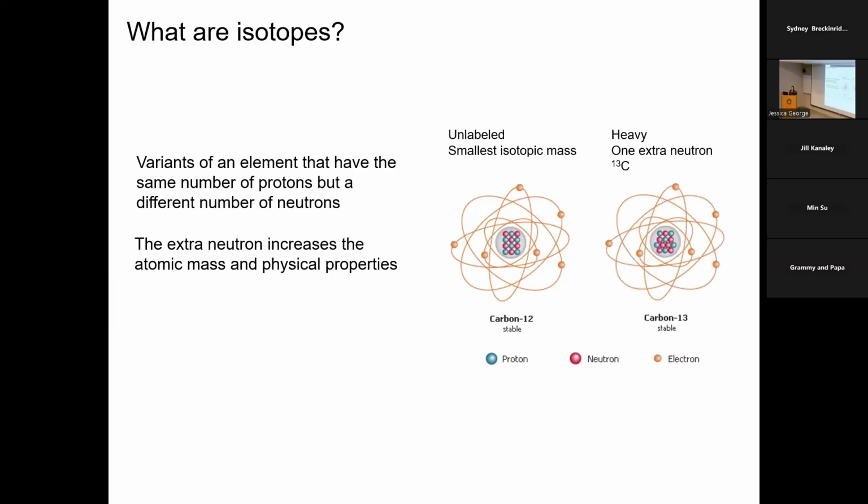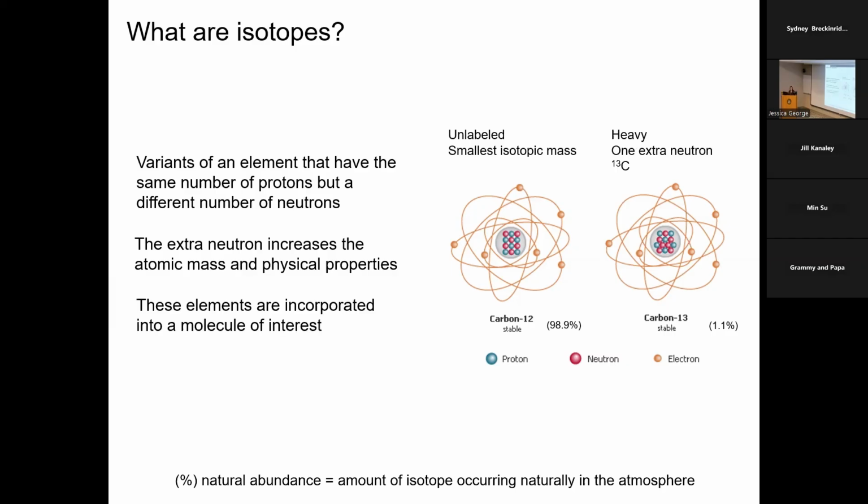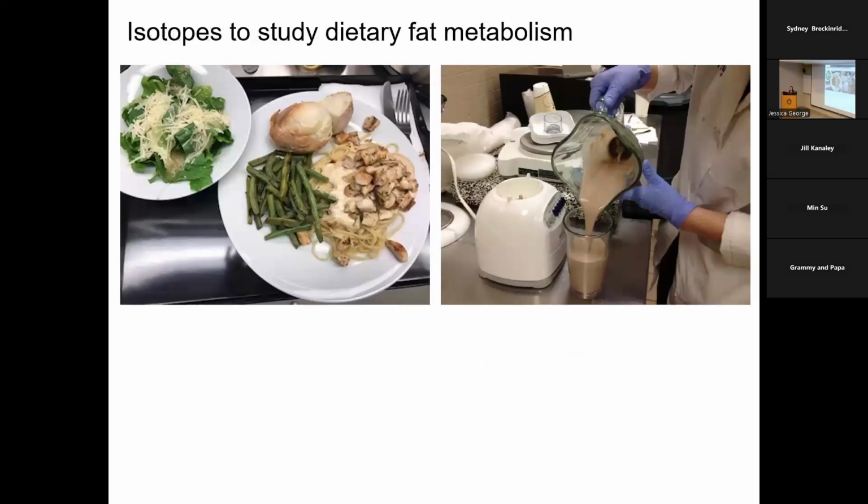In the heavier stable isotope, carbon-13, there's one additional neutron, which increases the atomic mass and physical properties of the element. Isotopes occur naturally in the atmosphere, and for carbon, about 99% is carbon-12, with 1% existing as carbon-13. These elements are incorporated into a molecule of interest, such as a fatty acid. So we can give these molecules to people, and the body cannot tell the difference between the unlabeled and heavier molecules. We can buy the heavier molecule, and for our studies, we feed triglycerides with the heavier isotope incorporated into a meal to trace dietary fats.